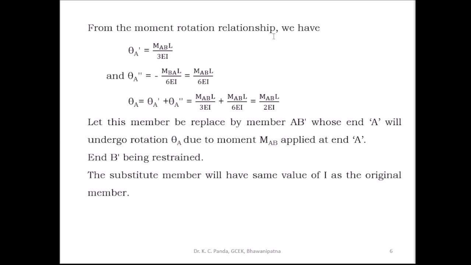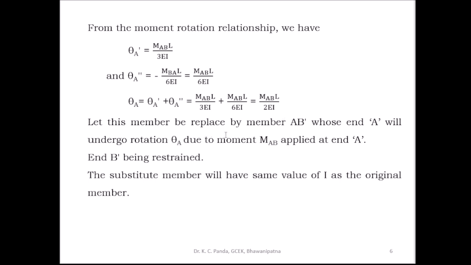From the moment rotation relationship, we have theta A dash is equal to MAB L by 3EI and theta A double dash is equal to minus MBA L by 6EI. But we know MAB is equal to minus MBA, so putting the value of MAB in this expression, we get MAB L by 6EI. Then the rotation at A, theta A, is equal to theta A dash plus theta A double dash, which is MAB L by 3EI plus MAB L by 6EI. So this is equal to MAB L by 2EI.